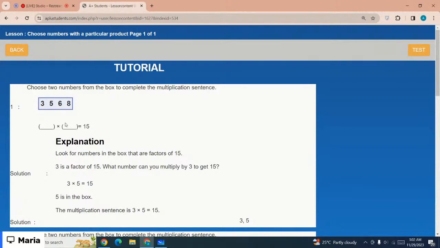Choose two numbers from the box to complete the sentence. So you are given numbers in the box. What you have to do is select the specific numbers, right? Specific numbers means you have to select two numbers whose product is 15. They are 3, 5, 6, and 8. So start with the first two numbers, 3 and 5. Let's check: 3 times 5 makes 15. Yes, it is 15. That means the correct option is 3 and 5, because 3 and 5 makes 15. Got it? Let's start with the test questions.